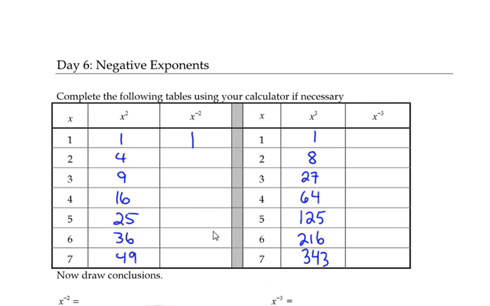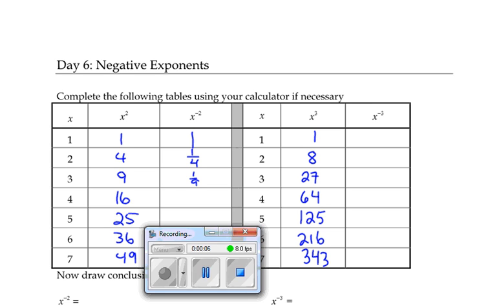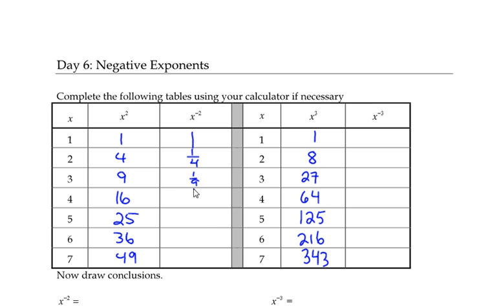Alright, so you notice that this is 1 over 4, 1 over 9. Okay, so we should see a pattern. 1 over 36, 1 over 49. So, in your own words, can you describe to me what a negative exponent does? Turns it into a fraction?